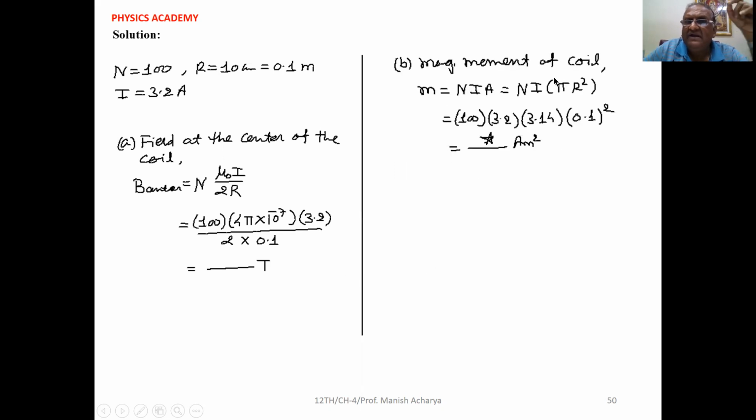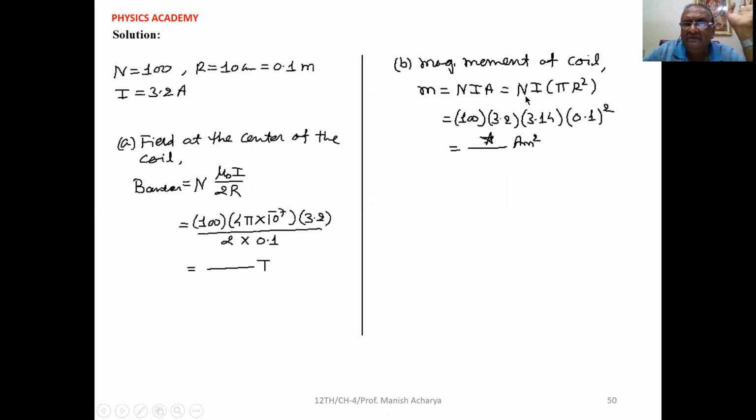Then after, the magnetic moment of the coil. Magnetic moment is I into A. If n number of turns are there, then multiply by n. So M equal to NIA. A is the area of the loop, so that is pi r square. So resultantly, the equation for the magnetic moment turns to N I into pi r square.